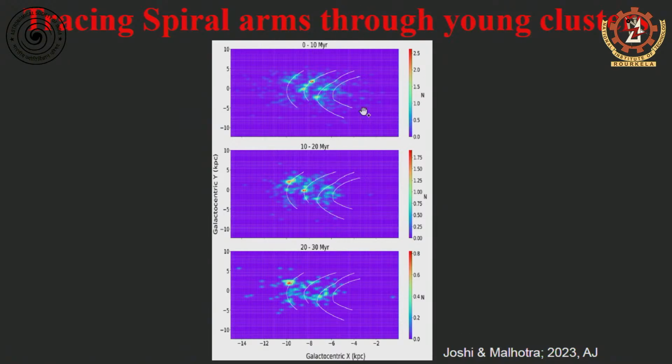But one of the important things here, we have noticed that as you go from 10 million years to 30 million years, you will notice that these clusters are leaving the spiral arms, and they are filling the interarm region. So we concluded that most of the clusters are formed in the spiral arms, and within 10 to 15 million years, they start leaving the spiral arm and fill the interarm region. In fact, it is believed that more than 90% of the clusters are already destroyed. Only 10% of the clusters survive in the spiral arms.